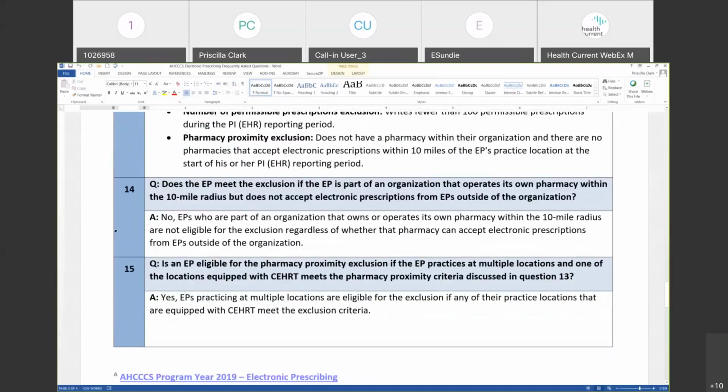Question 14, does the EP meet the exclusion if the EP is part of an organization that operates its own pharmacy within the 10-mile radius but does not accept electronic prescriptions from EPs outside of the organization? The answer is no. EPs who are part of an organization that owns or operates its own pharmacy within a 10-mile radius are not eligible for the exclusion, regardless of whether that pharmacy can accept electronic prescriptions from EPs outside of the organization.